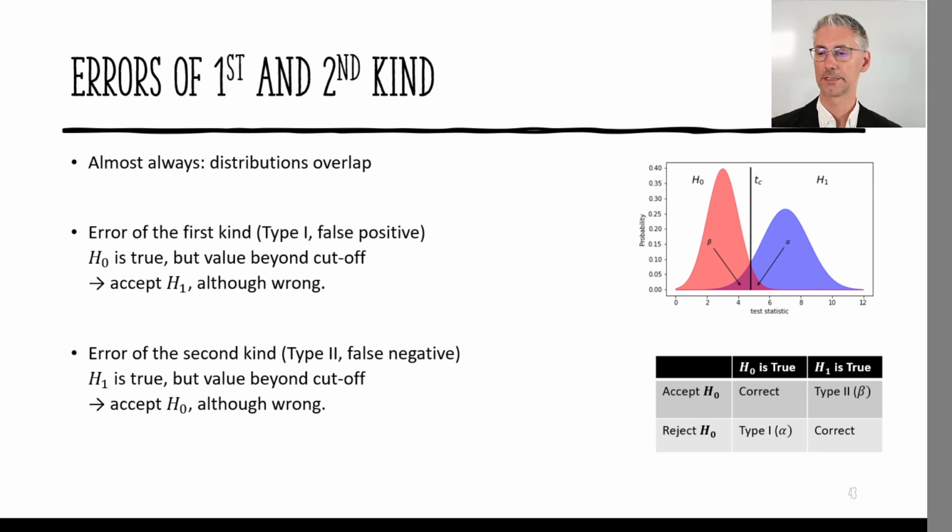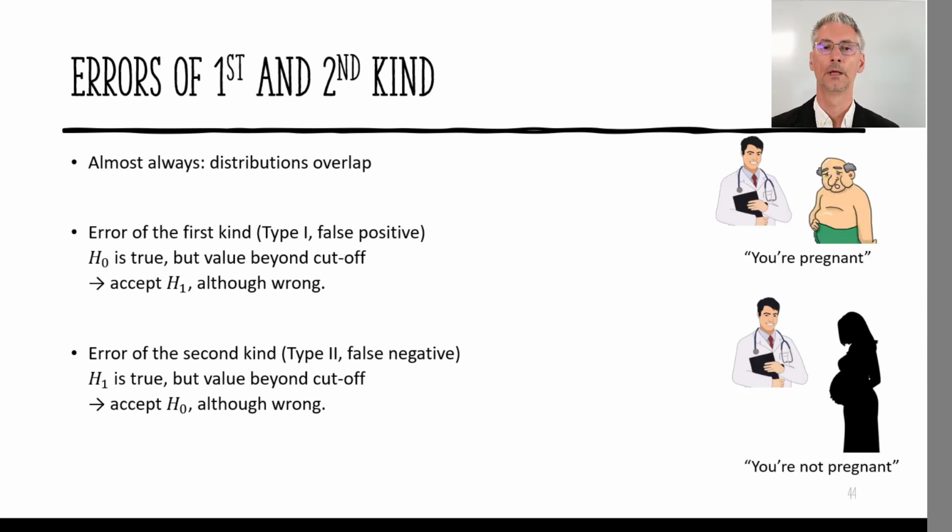So we can visualize this in this little table there. We want to be on the diagonal, but depending on how wide the distributions are and where our cutoff point is, we either make a type 1 error, alpha, or a type 2 error, beta. Now it depends on your application which one you would actually favor. So it depends on the setting.